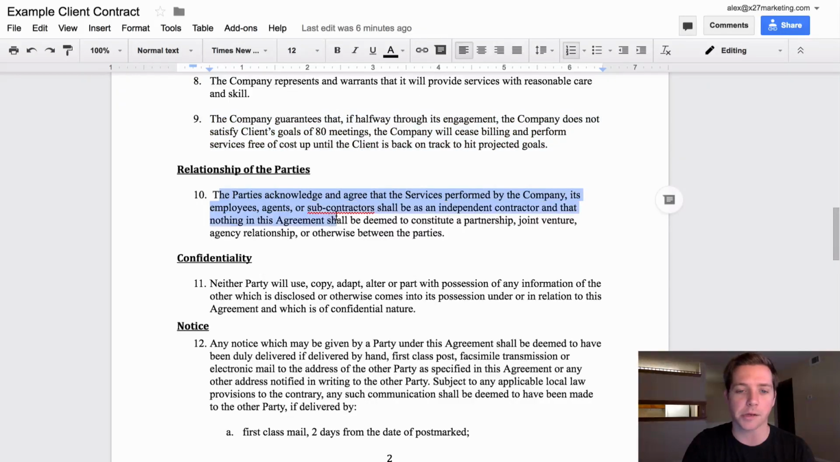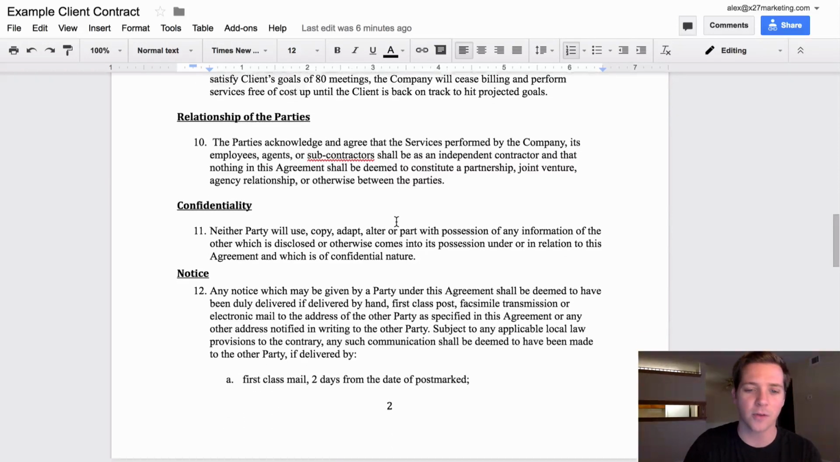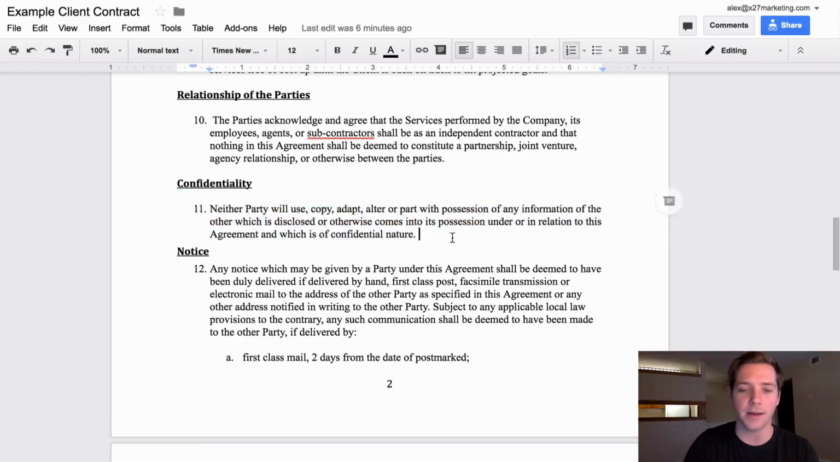The other one is relationship of the parties. This is some legal stuff that I think it's for taxes. I'm not actually sure why it's in here, but the lawyer made me put it in here. So we are independent contractors. Nothing in this agreement is a partnership, a joint venture, an agency relationship, or otherwise between the parties. I think it's for taxes. Who can really tell? Confidentiality, we've got our NDA in here.